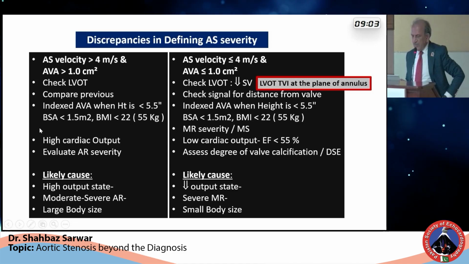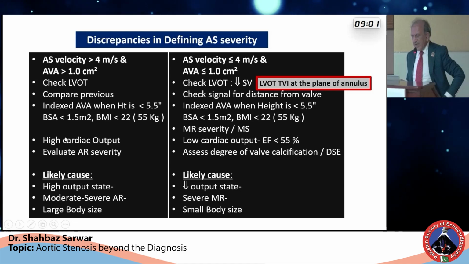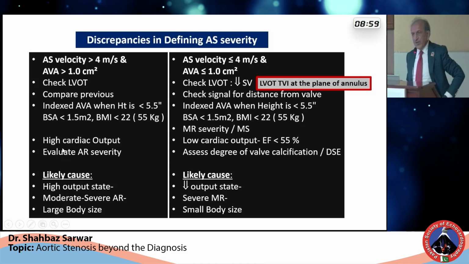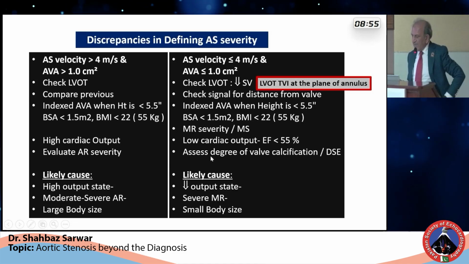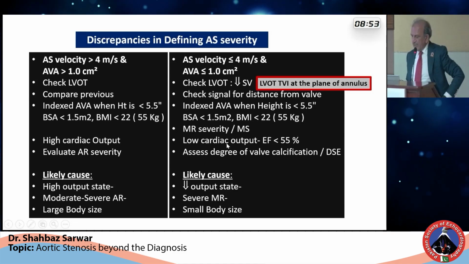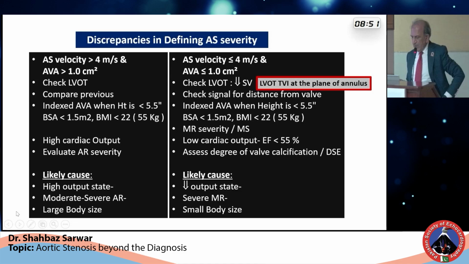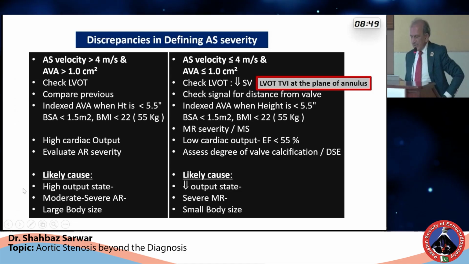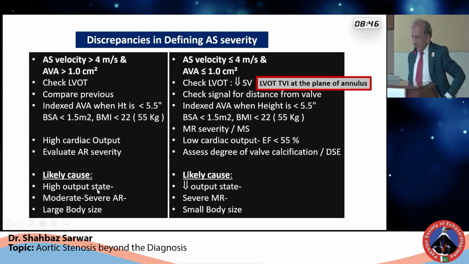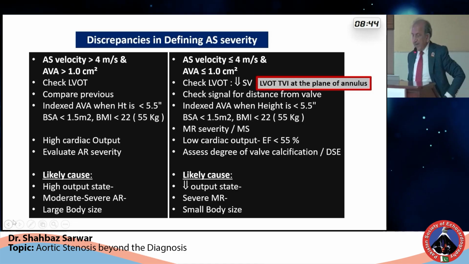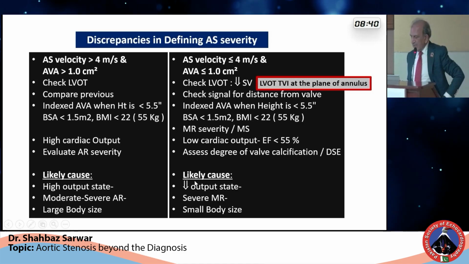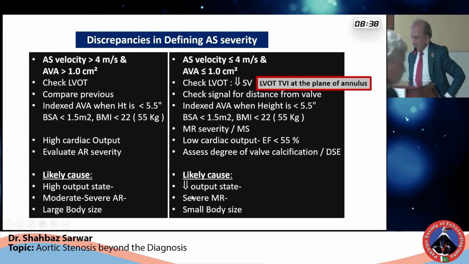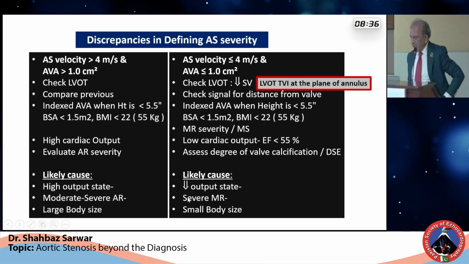Then you have to see whether we are dealing with a higher cardiac output state, and we measure for AR severity, and whether the mitral valve is involved or a low output state is there. So likely causes when the velocity is high can be high output state, significant AR and larger body size. And with the lower velocity, there can be low output state, severe mitral regurgitation and smaller body size.